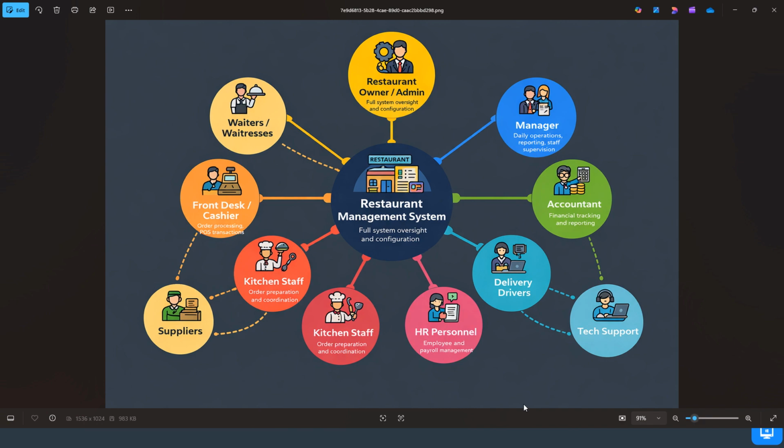I would like to take a few moments to just introduce you to the restaurant management system. And the core of our topic for today is understanding your restaurant, the roles of every individual who works in the restaurant. So we're just looking at the organigram of a restaurant.